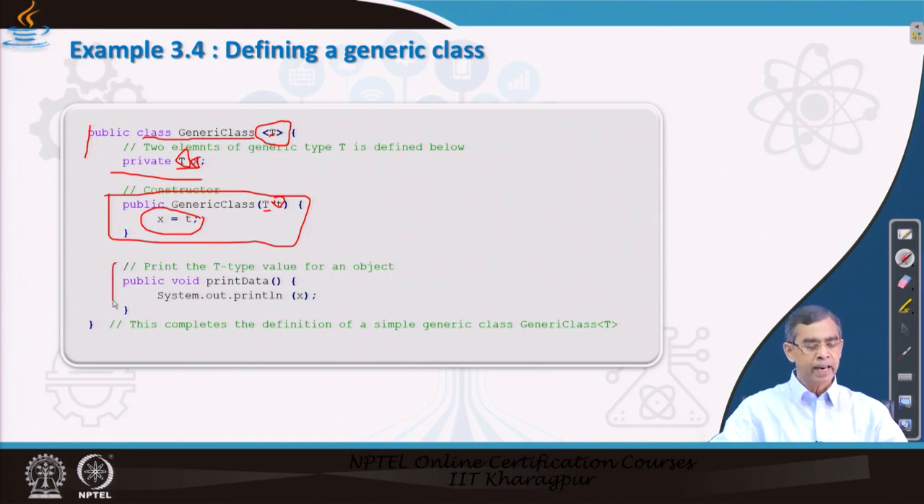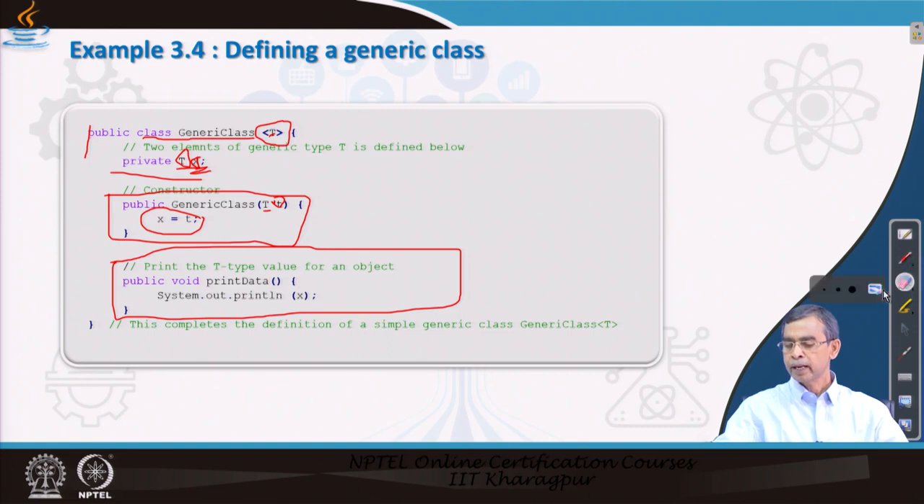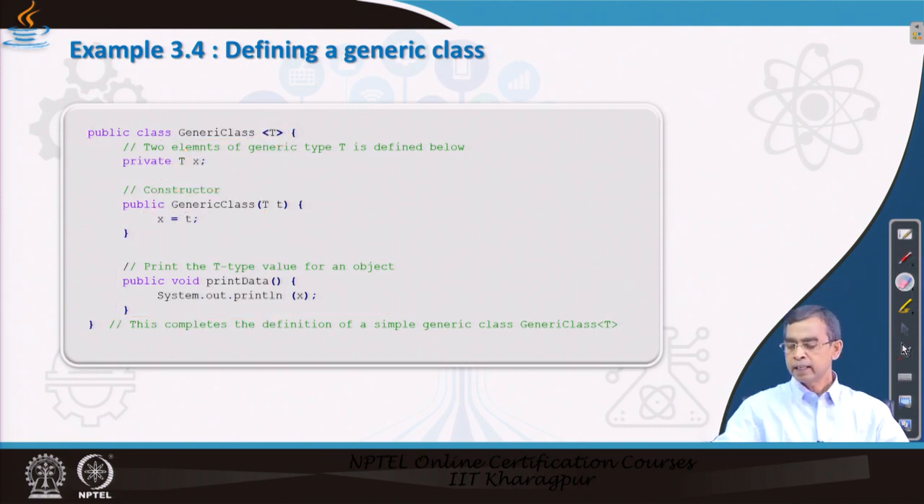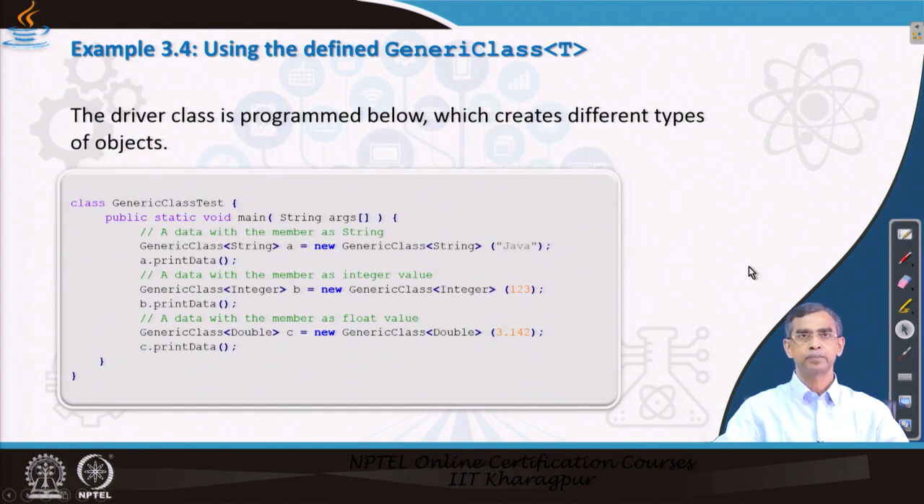Now, after these things, any number of methods can be declared, either of generic type or simple non-generic also. In this case, we just give an example of a simple method to print all the elements which are stored here in X. So the print method will print the elements which are stored in X. So, this is the way that a simple generic class can be declared, and now let us see how we can utilize it.